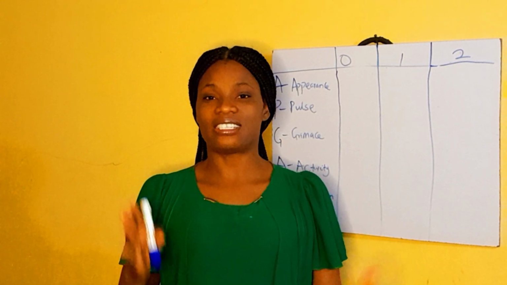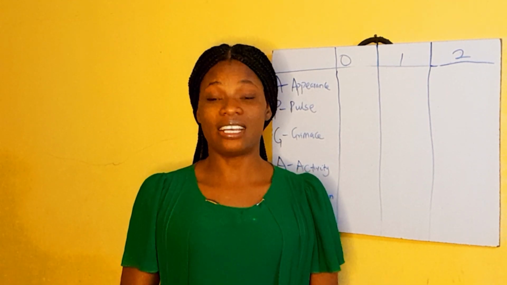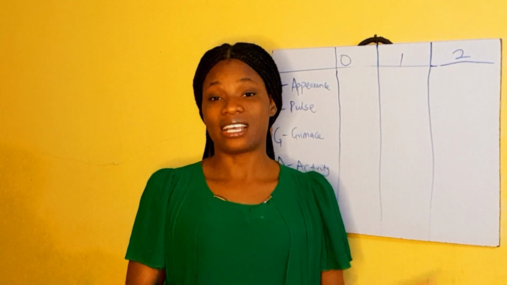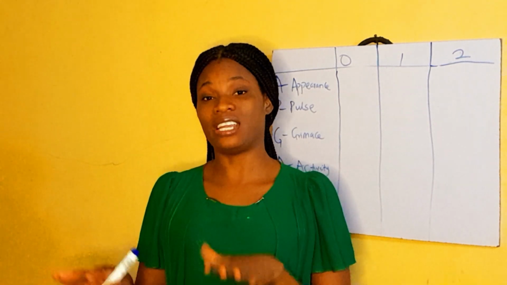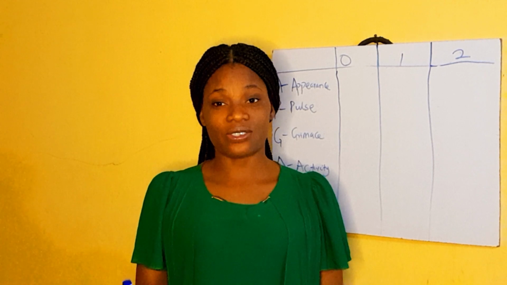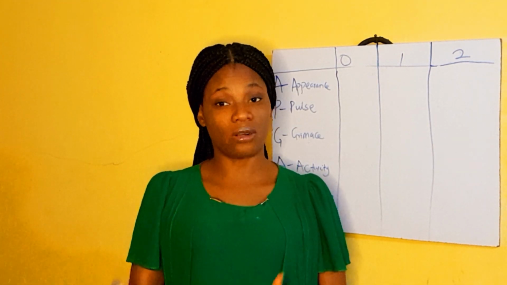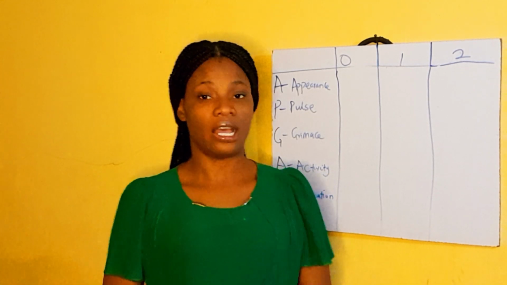What is the APGAR score? The APGAR score is an assessment tool that is used in assessing the child as the baby comes into extrauterine life, in the first minute of life and also at the 5th minute of life, to know how fit and how well the child is.